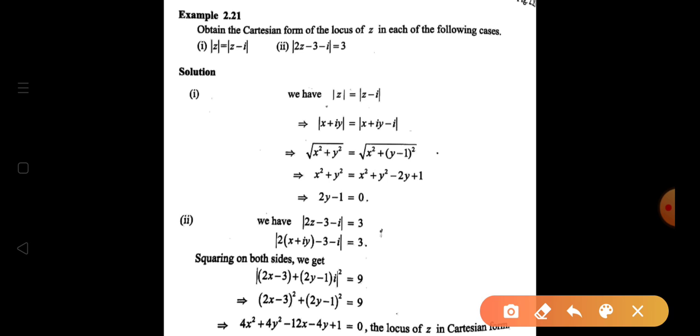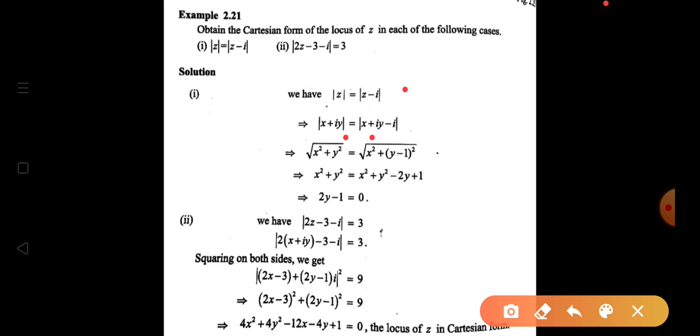We have what is given, modulus Z is equal to modulus Z minus I. Let us take Z equal to x plus iy. So modulus Z on the left hand side, we write modulus x plus iy. This is equal to modulus Z minus I on the right hand side. We substitute Z equal to x plus iy minus I. How do you find modulus? We are going to find the modulus value on both sides.